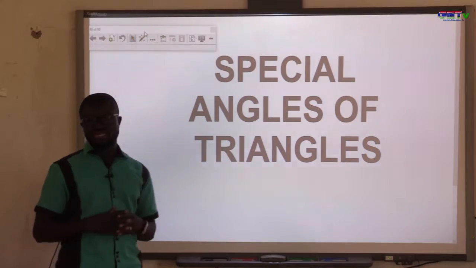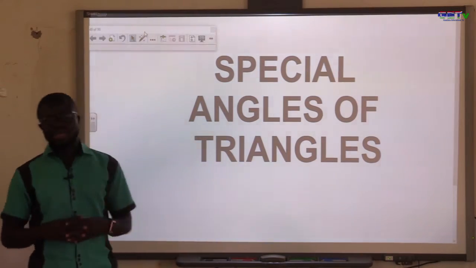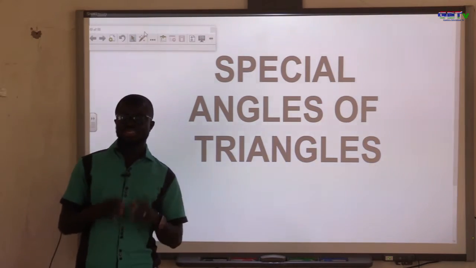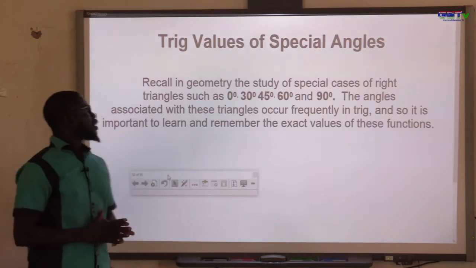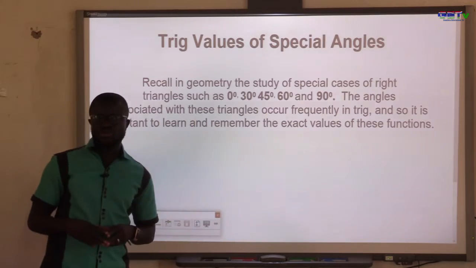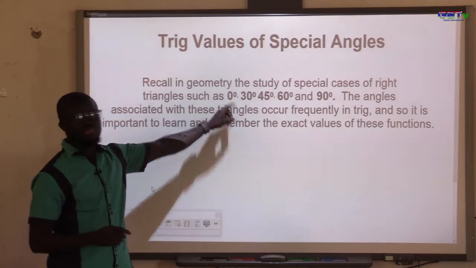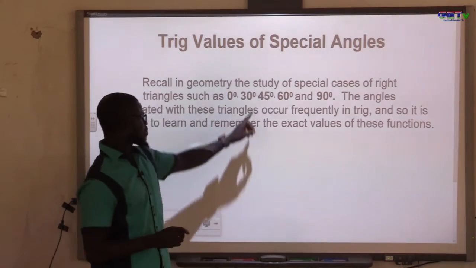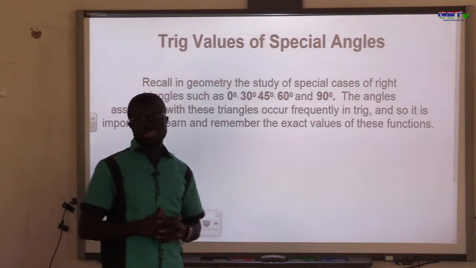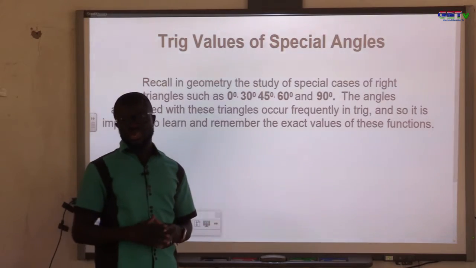Remember, we are still on trigonometry 1, and the lesson for today is special angles of triangles. I know some of you might wonder why the name special angles of triangles, but it's more or less the same thing you've learned in the previous lesson. Now in this lesson, the values of special angles that we are going to look into are 0 degrees, 30 degrees, 45 degrees, 60 degrees, and 90 degrees. These are the special angles that we will look at in this lesson.